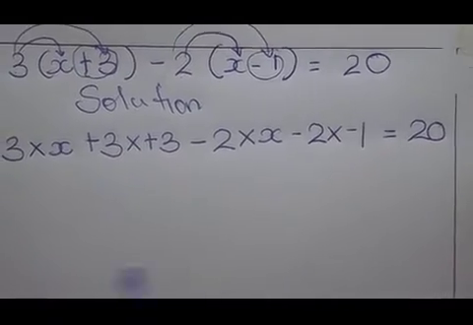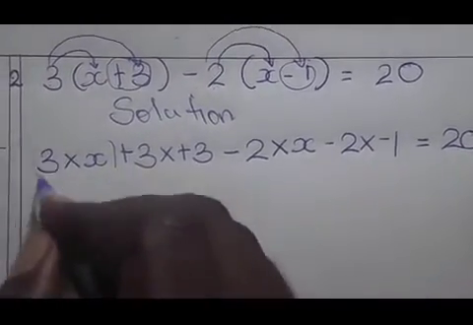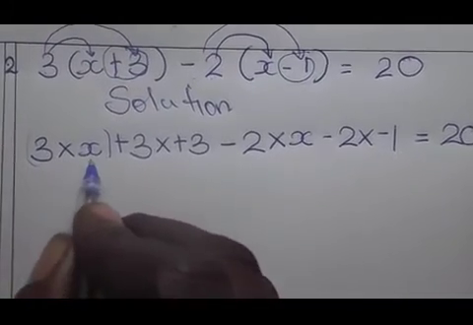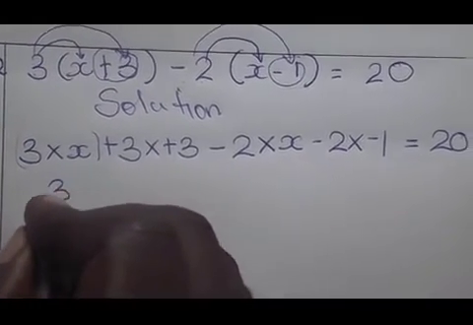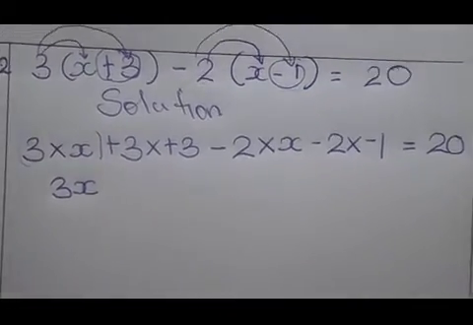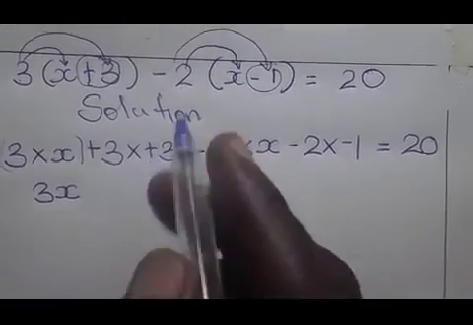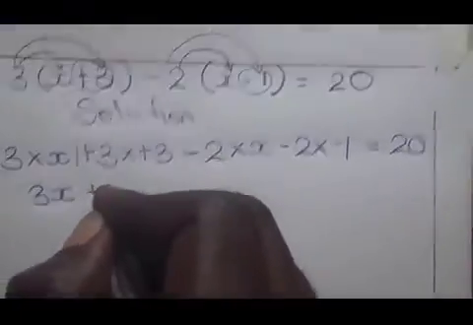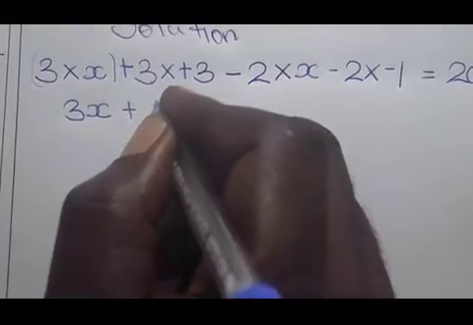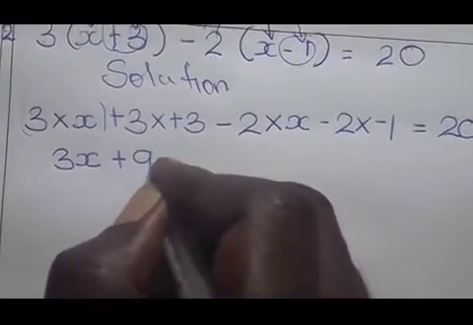So now we simplify this. We are going to multiply 3 times x. I know now you are well versed with this multiplication. You get 3x. Now positive times positive. You remember, it is a positive. Now 3 times 3. The multiplication table says 9.